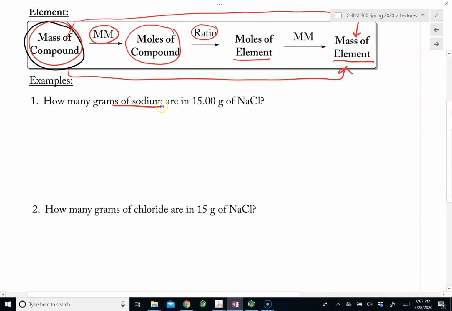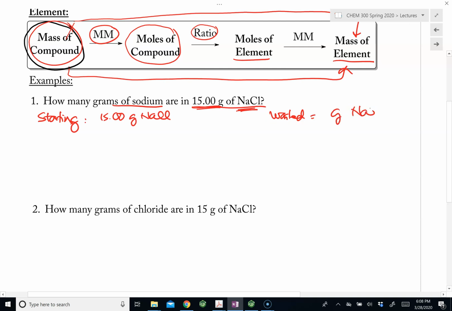How many grams of sodium are present in 15 grams of sodium chloride? So we can see in sodium chloride, there's sodium in it. And if you were to now have 15 grams of sodium chloride, how many grams of it would then be the mass of sodium? So in this case, let's solve this by using dimensional analysis. Our starting unit is 15.00 gram of sodium chloride. And the wanted unit would then be gram of sodium.